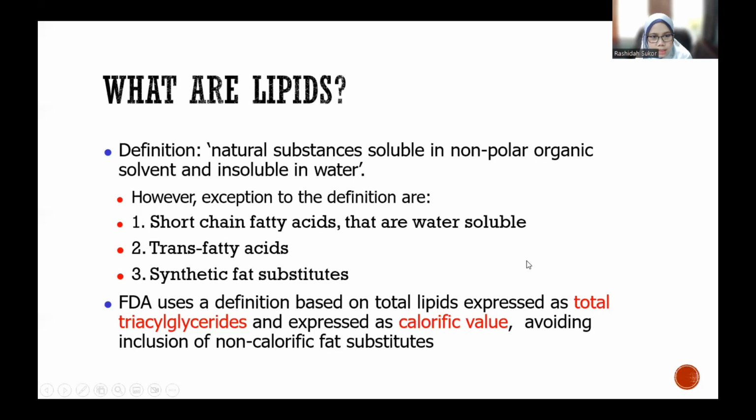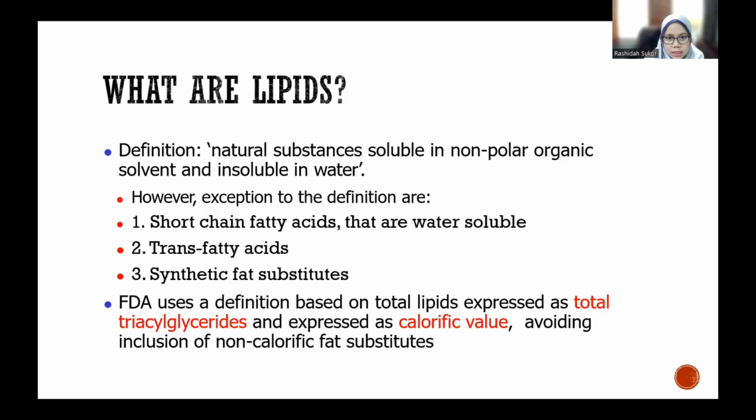So what are lipids? The definition is that it is a natural substance. Mostly all living organisms, whether for food or non-food, naturally consist of lipids in the body, or in naturally occurring food, we will have lipid storage, for example. Lipid is non-soluble in water because of the nature of the lipid.